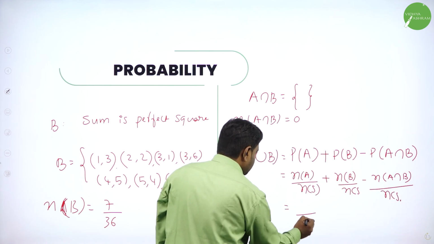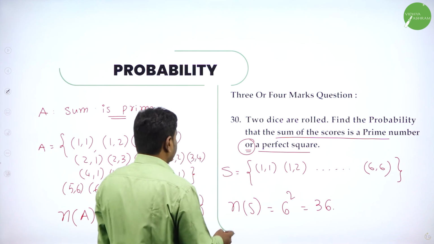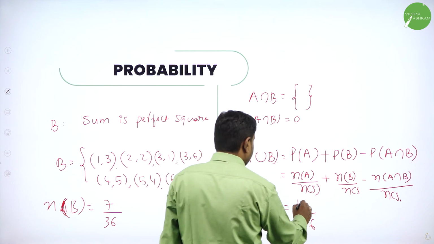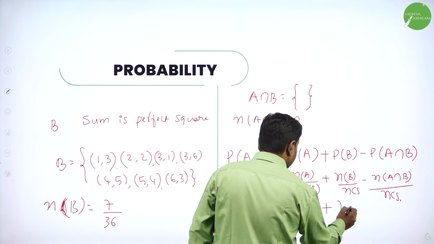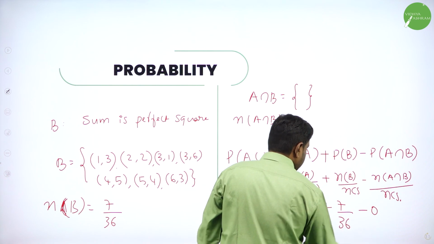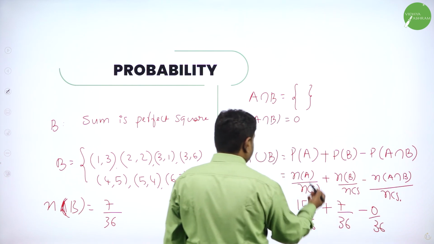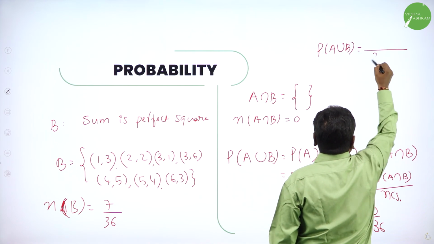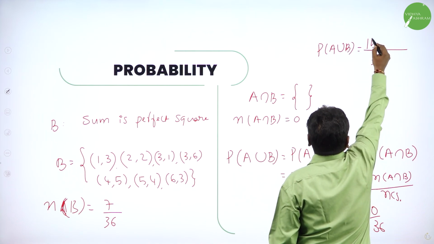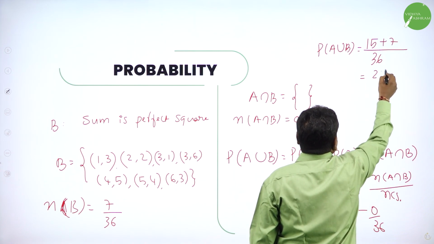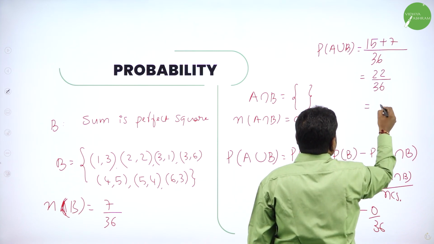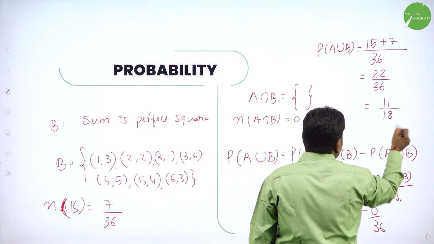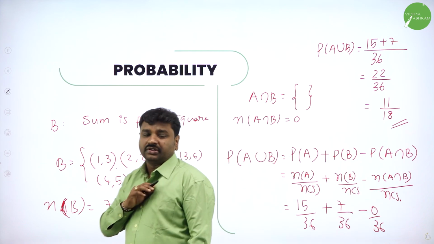N of S is 36 and the other values. N of A is 15 by 36. N of B we got 7 by 36, minus 0 by 36. 0 by anything is 0. So simplification, I'll write it here. P of A union B is equal to, LCM is 36, and 15 plus 7, you know, 22. 22 by 36. Both are divisible by 2. 2 11s are 22, 2 18s are 36. 11 by 18. I hope all of you got this.